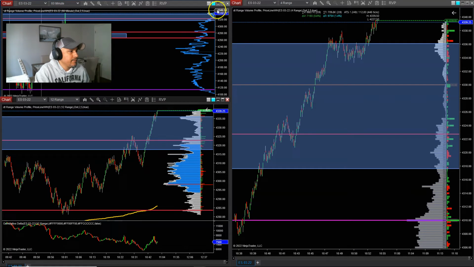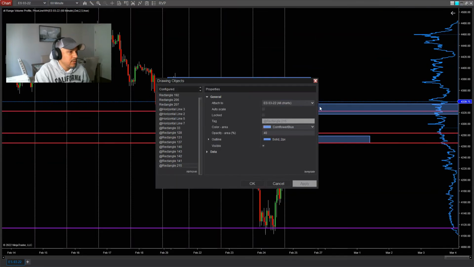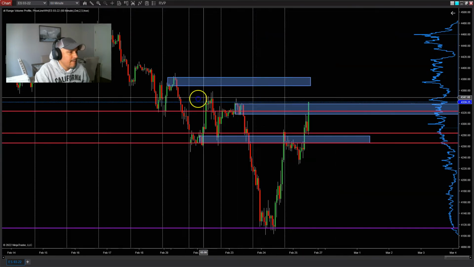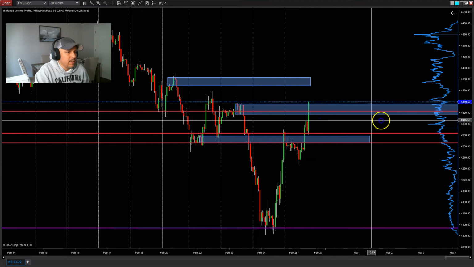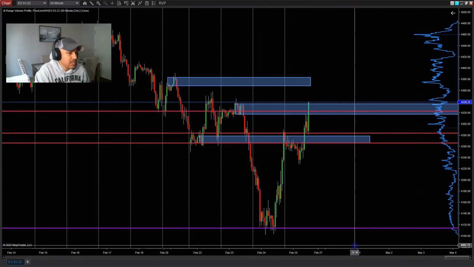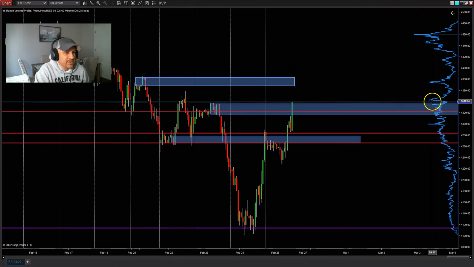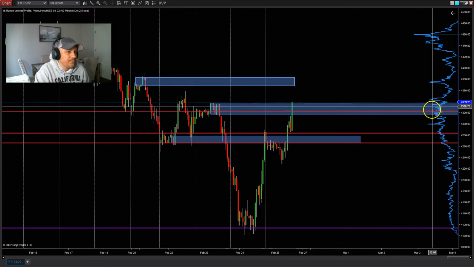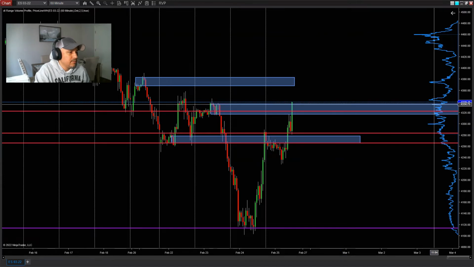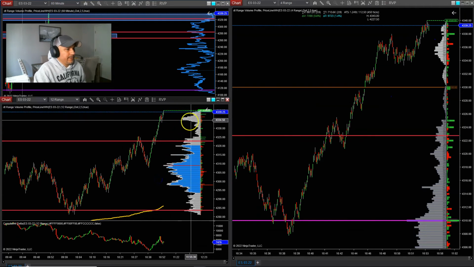All right, let's take this away. Yeah, we're still in this area here, approaching this high volume area right here, approaching the top area of that high volume area there. It's tricky because you have all these little nodes right here.